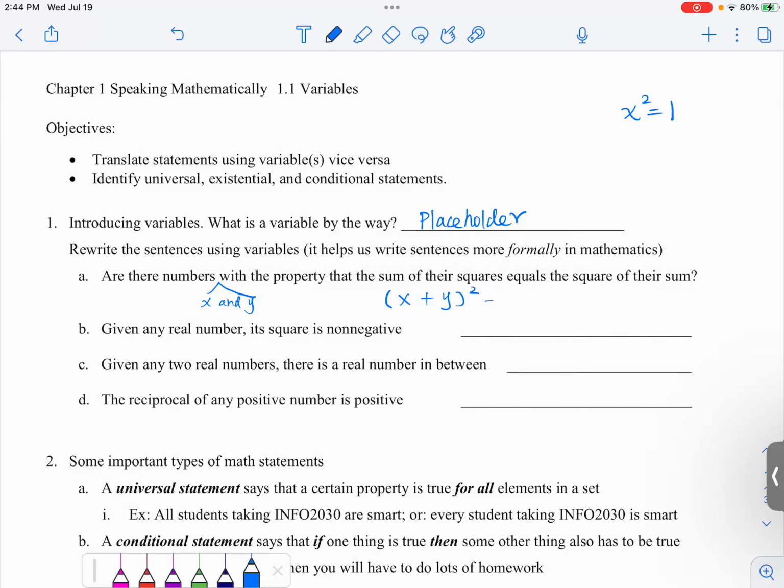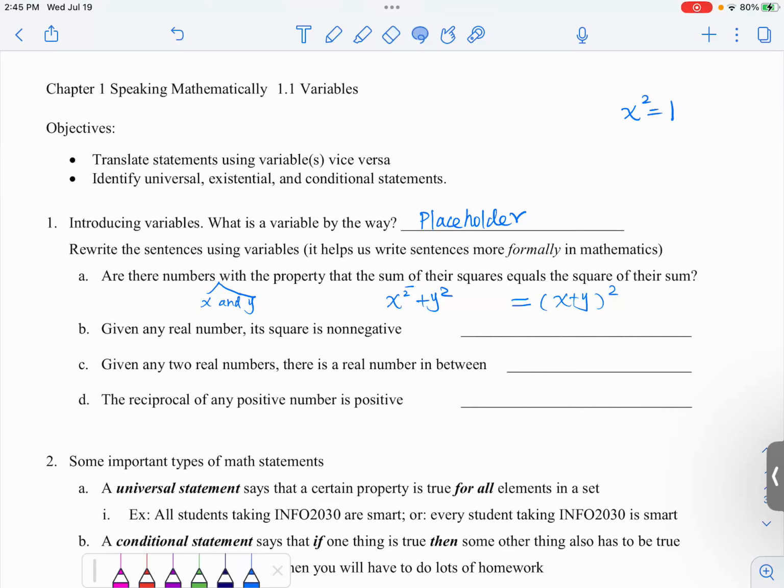Equals, that's where the equal sign comes in, the square of the sum. I'm sorry, I certainly made a mistake. I don't know what I was thinking. Sum of their squares, right? So x squared and y squared and the sum, that's what we're talking about. Sum of their squares equals, that's where the equal sign comes in, the square of their sum. So this is what I really meant to write down.